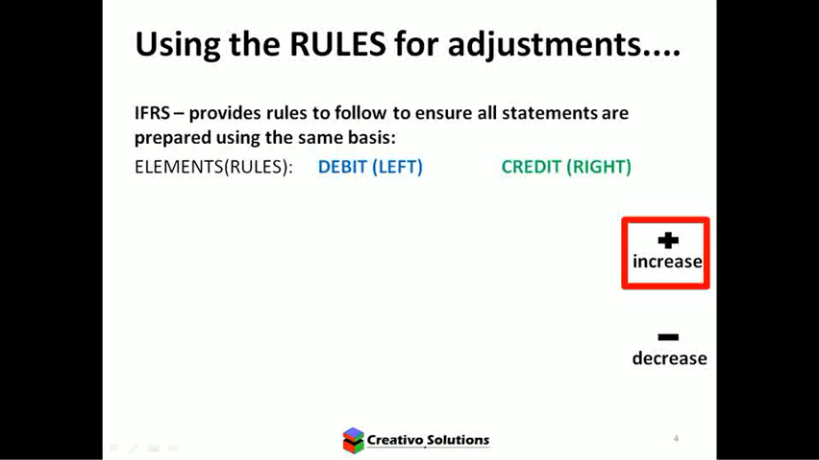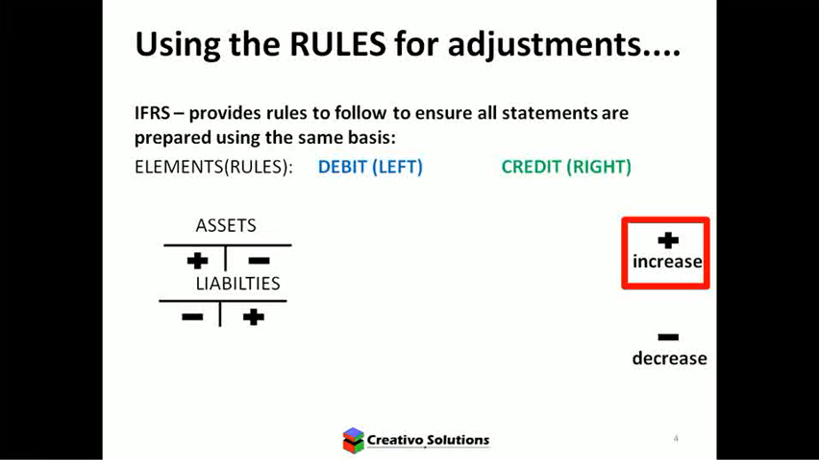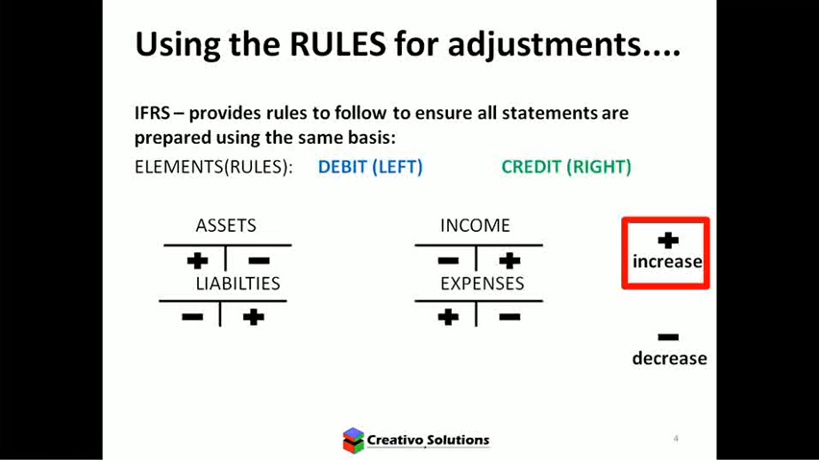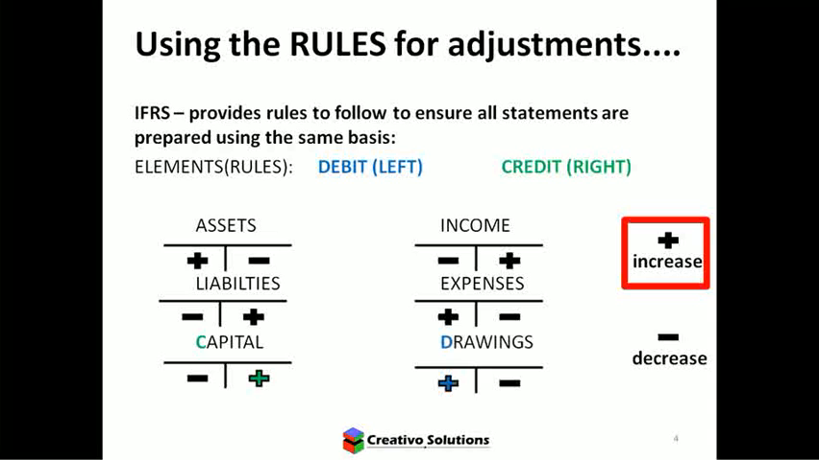We know the rules are very specific. Asset has a plus on the debit, liability has a plus on the credit. Those are where they increase. Then we've got income and expenses. Income plus credit, expenses plus debit. Two other accounts that are easy to remember: capital starts with a C, credit starts with a C, and therefore the plus is on the credit side. Drawing starts with a D, debit starts with a D, and therefore the plus is on the debit side. Make sure you know the rules, and then we'll practice applying them.